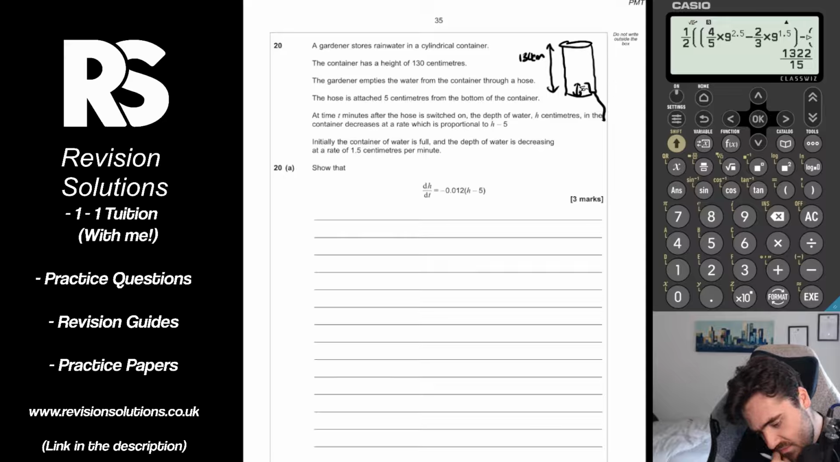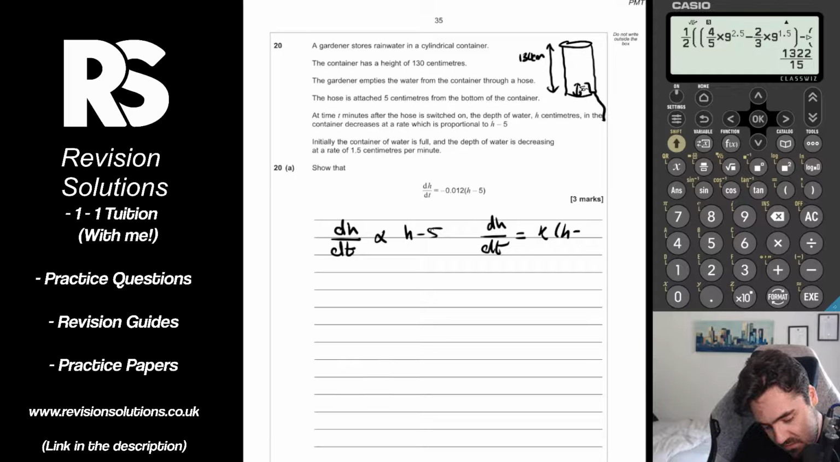At t minutes after the hose is switched on, the depth of the water, h centimeters, in the container decreases at a rate which is proportional to h minus 5. So that's saying dh by dt, that's the rate, is proportional to h minus 5. In other words, dh by dt equals a constant times h minus 5, which looks familiar with what they've got here.